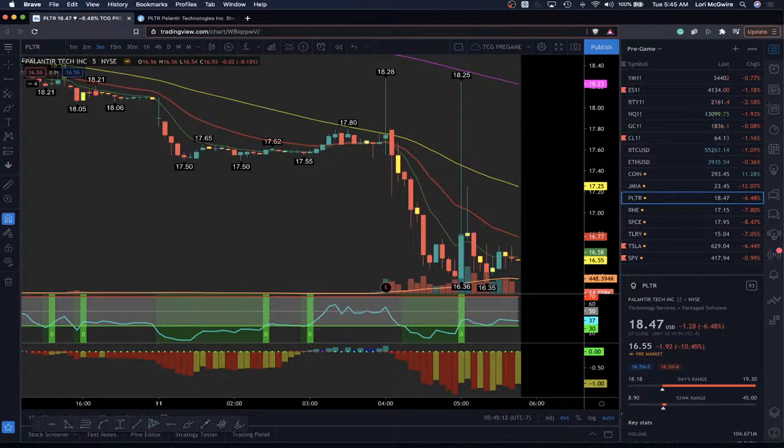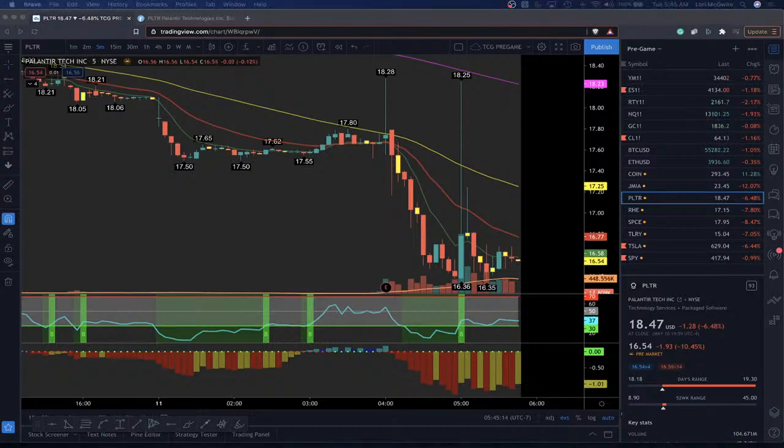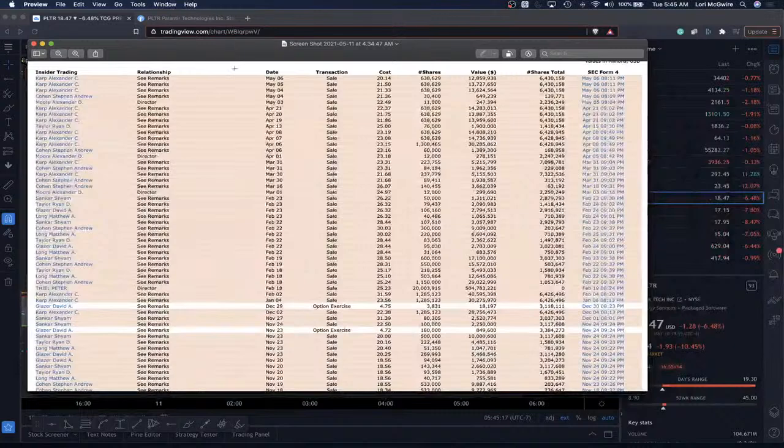PLTR. So I'm not even going to look at the clock. I'm just going to keep going. So PLTR. This is a screenshot of PLTR and the last 6 months of insider buying and or selling. Look at all the sales. No insider has bought, and this is just a 6-month screenshot. Not one insider has bought. They are selling a ton out of this.